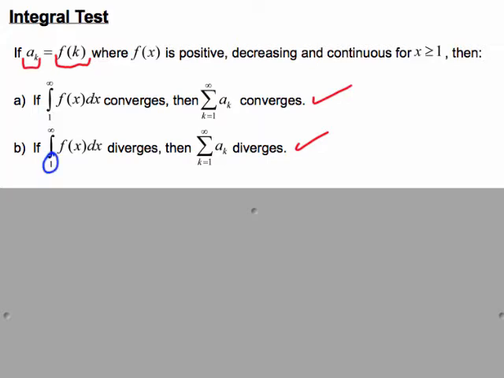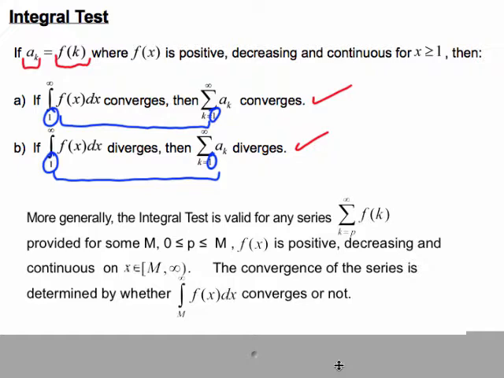Now, in most cases, you'll keep the index below here the same, although it doesn't really matter because, as we said in another video, deleting a finite number of terms doesn't change the convergence or divergence of a series. If you want to see the fine print on the integral test more generally, we're saying that the integral test is valid for any infinite series, no matter where you start, provided that for some value greater than 0, your function is positive, decreasing, and continuous on that interval. You can then determine the convergence of the series by evaluating this integral.